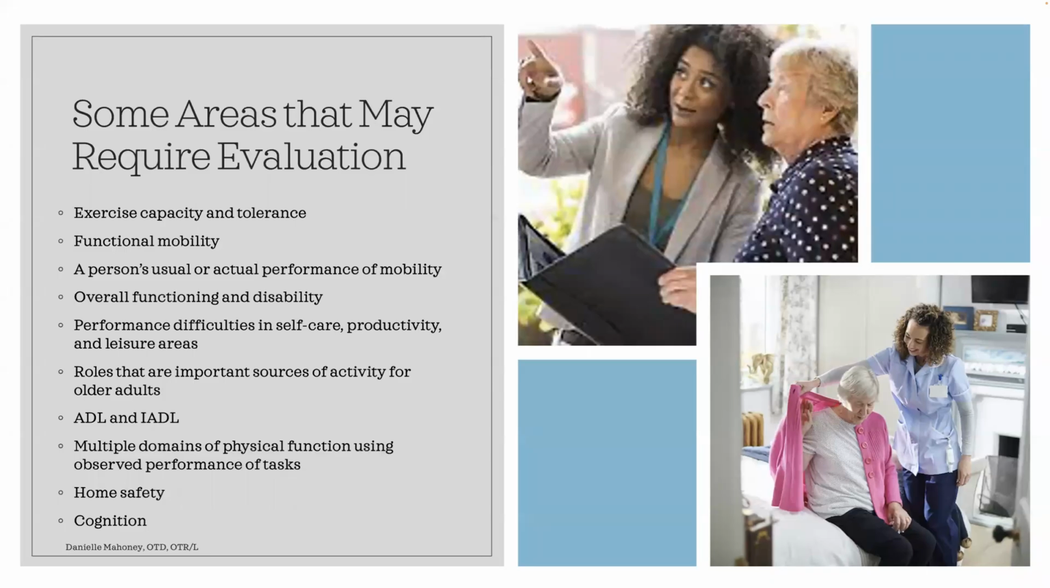Some more areas that may require evaluation: the person's exercise capacity and tolerance, functional mobility, like I was saying, a person's usual or actual performance of mobility, overall functioning and disability, performance difficulties in self-care, productivity, and leisure activities, roles that are important sources of activity for older adults, ADLs and IADLs, multiple domains of physical functioning using observed performance of tasks. That's what I was saying before. Is it a performance-based evaluation you're looking at? Home safety and cognition.